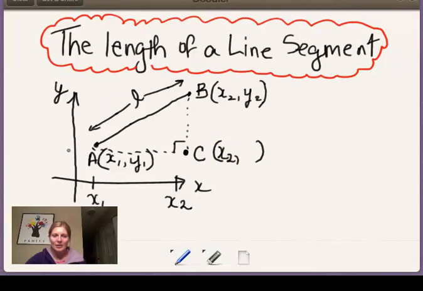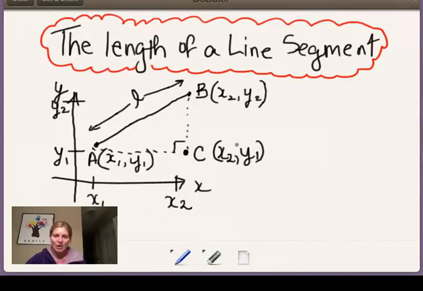And the y values, this is y1 on the y-axis. And across here, this is where y2 would fall. So C is going to have a y-coordinate of y1. So it's going to have the same x-coordinate as B and the same y-coordinate as A. Okay, so let's take a look at what AB actually is. Let's use this as our right angle triangle. Okay, so this is our right angle triangle.